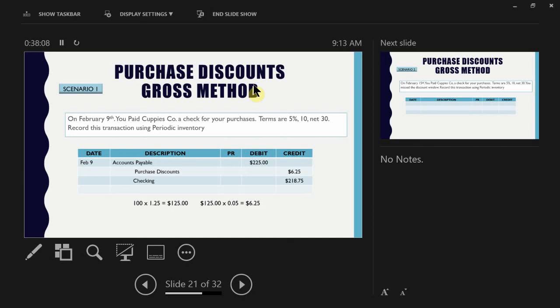Now, here's the concept. What terms do is they only allow you to take a discount off the purchase price itself. Okay? Now, this 225, what else does it include? It includes the shipping cost. Now, you can never take a discount off of shipping and handling, because the whole purpose of shipping and handling is getting the items to your store.